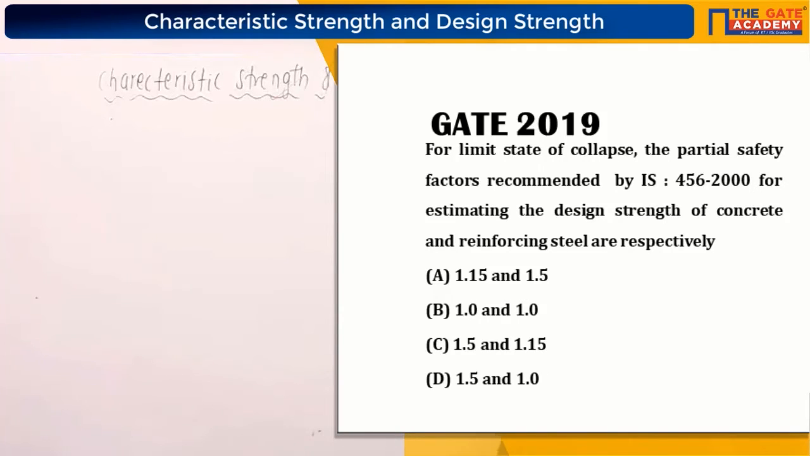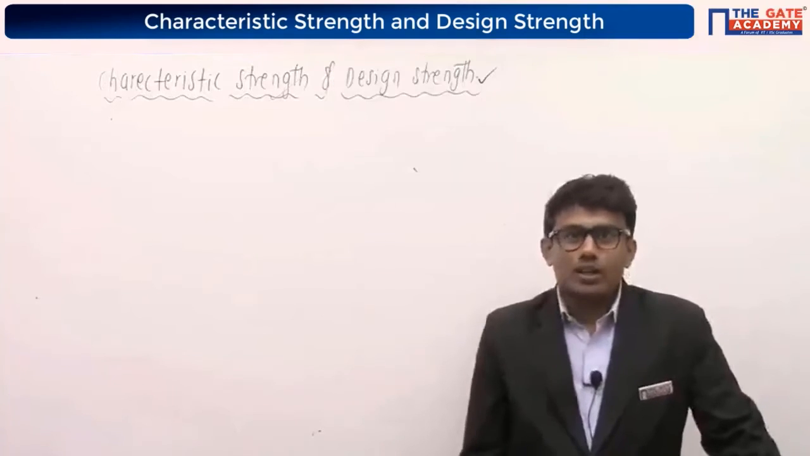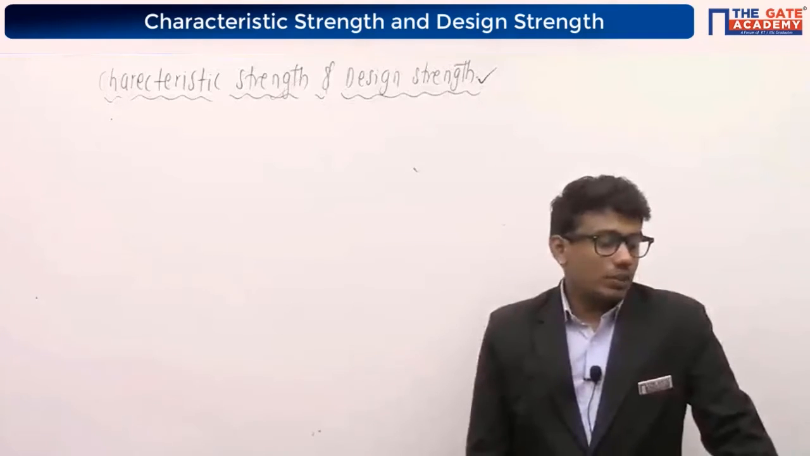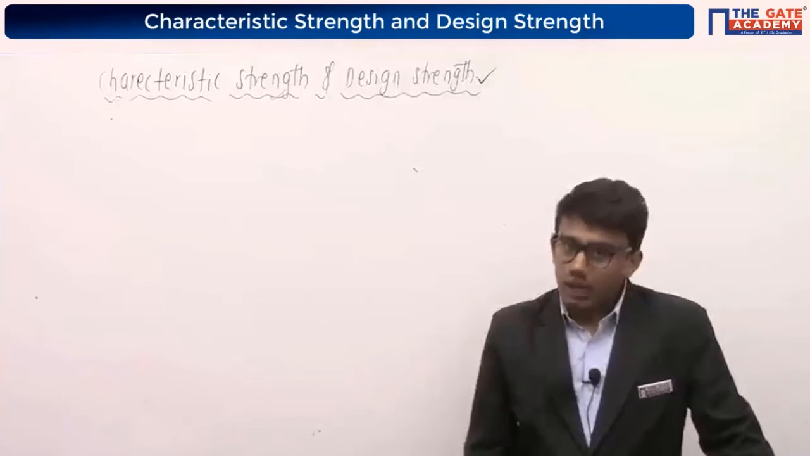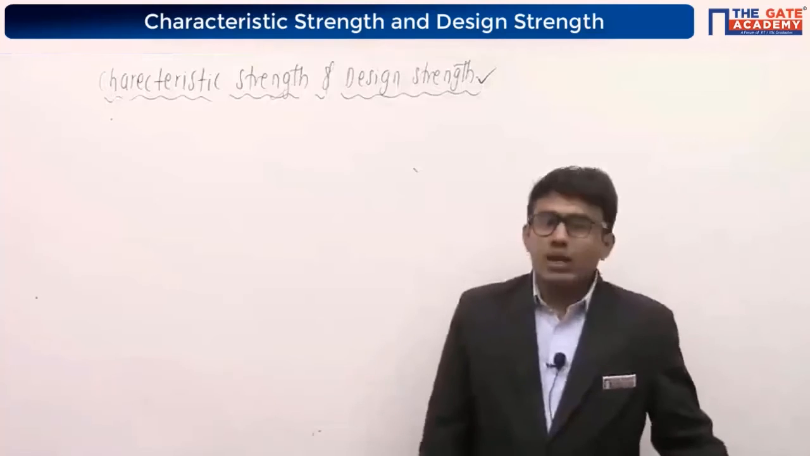For limit state of collapse, the partial safety factors recommended by IS 456-2000 for estimating the design strength of concrete and reinforcement steel are respectively: option A 1.15 and 1.5, option B 1 and 1, option C 1.5 and 1.15, option D 1.5 and 1. So the answer here is C, that is 1.5 and 1.15.